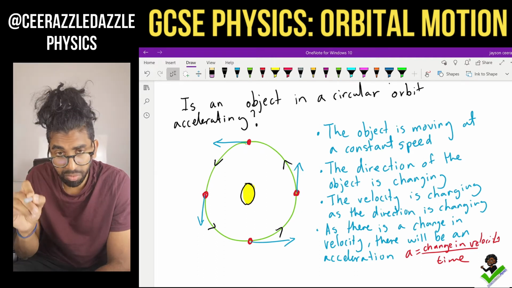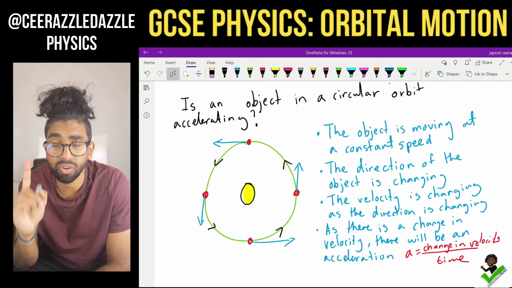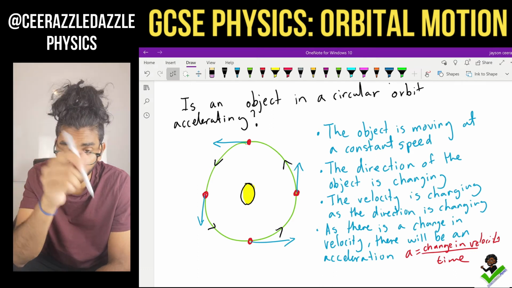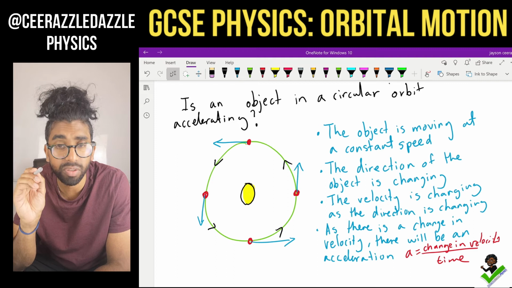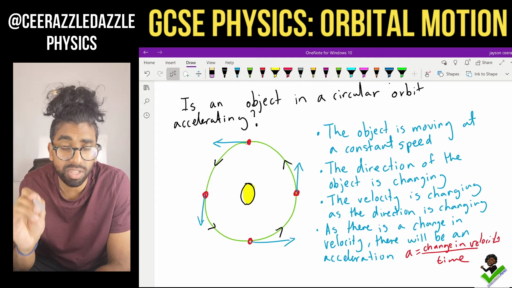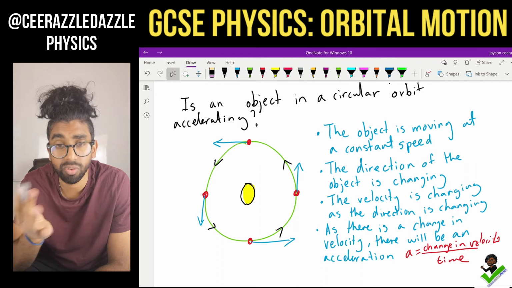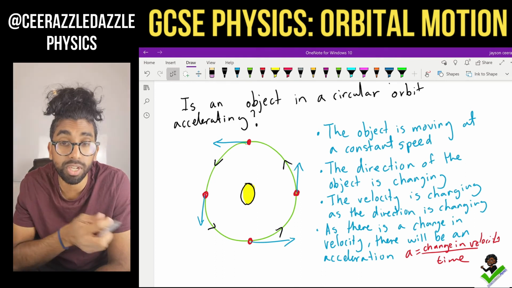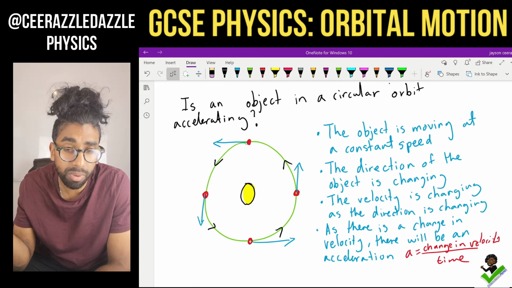So right now, if we have an object moving at a constant speed, even if it's moving at a constant speed, the direction is constantly changing. If the direction is changing, therefore the velocity is changing. And if there's a change in velocity with respect to time, therefore there will be an acceleration. The reason why: acceleration is equal to change in velocity with respect to time. Easy stuff.